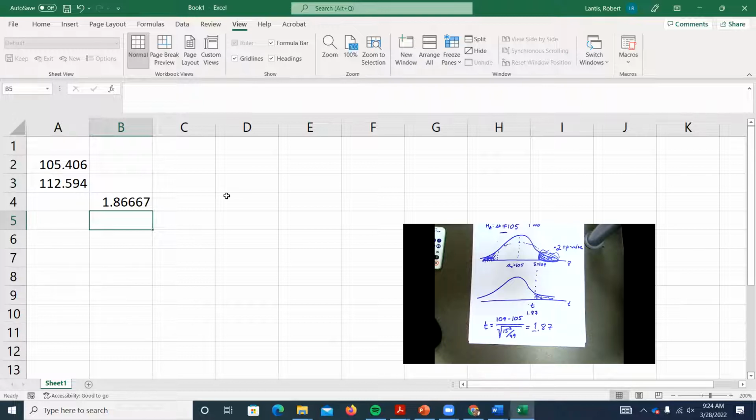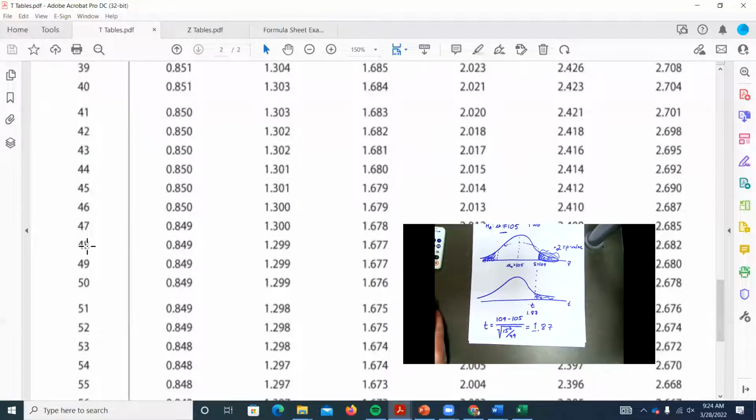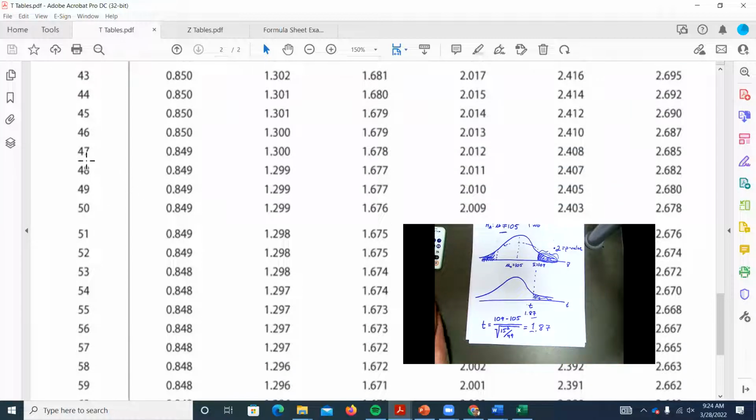So the sample evidence we found was 1.87 standard deviations away from that assumed true value. To find that p-value, we have to use the student t distribution. So what I would want to do is go to this table, go to my degrees of freedom of 48, and find this test statistic of 1.87. The problem is if I try to do that, I'll notice it's not on here.